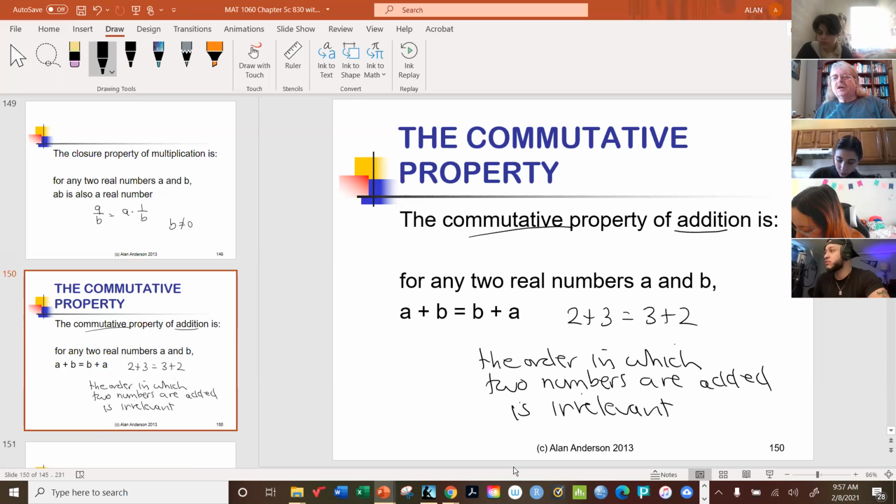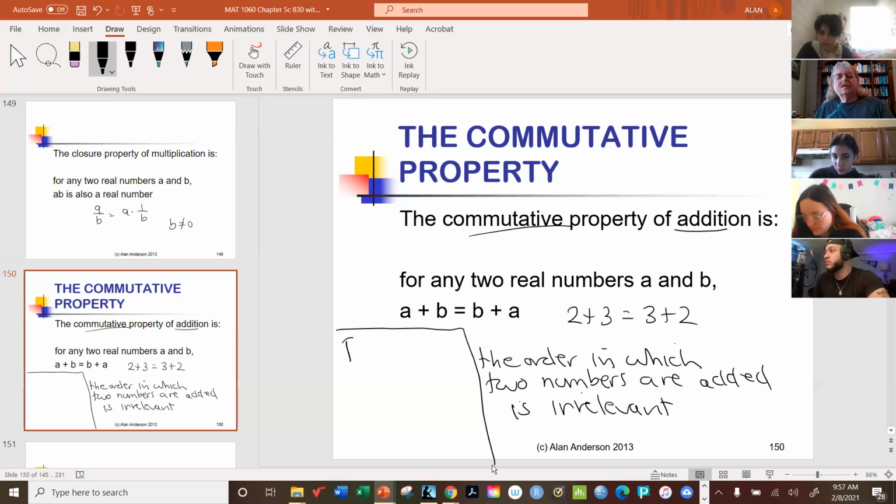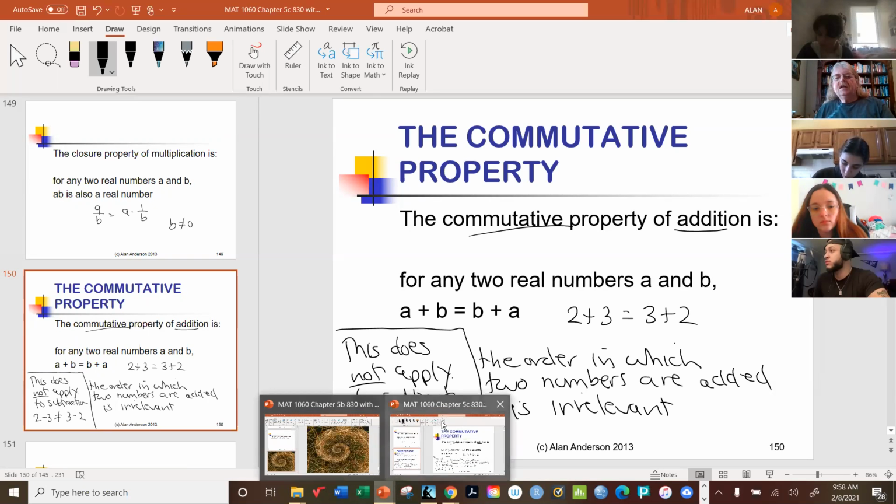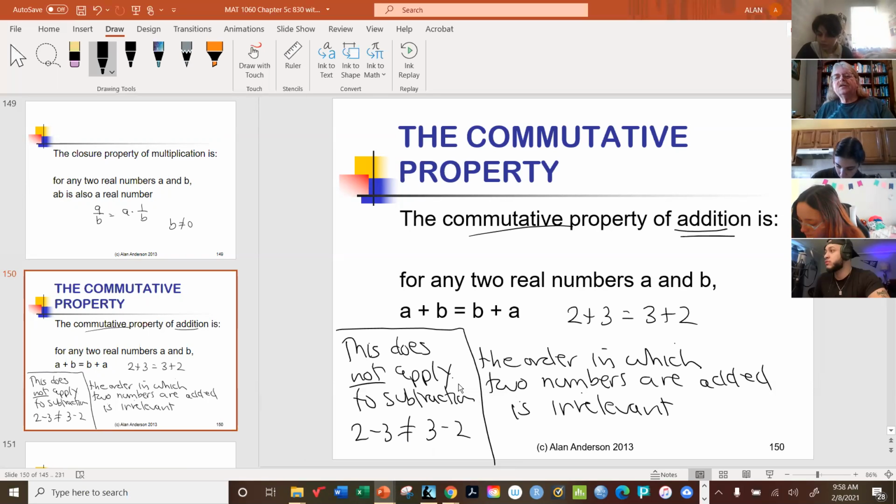Now, here's a case, though, where we cannot extend this to subtraction. Why not? Because, watch this. This does not apply to subtraction, because 2 minus 3 is not the same as 3 minus 2, is it? It is not. So this one really and truly only applies to addition.